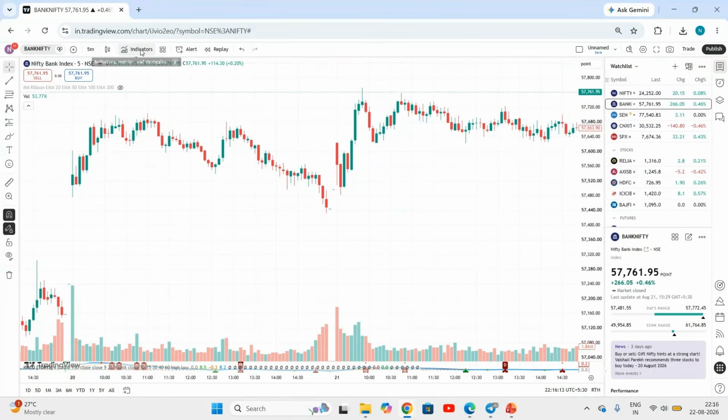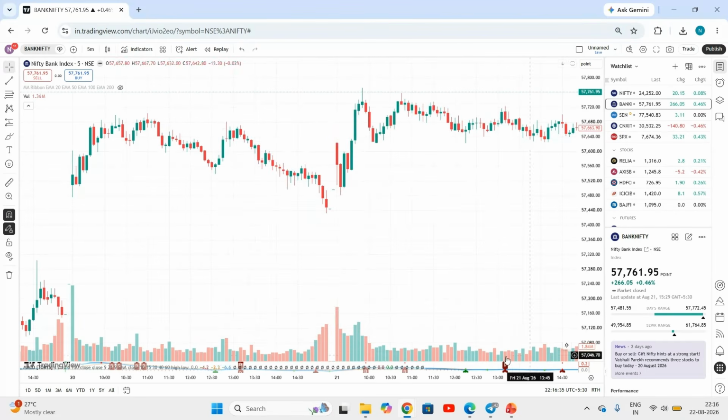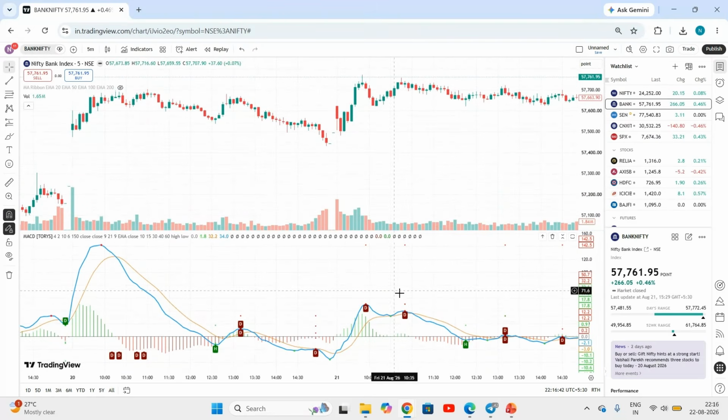First, we'll go to the indicators, and I'm going to select MACD. MACD is the moving average convergence divergence. In this one, you can see a lot of strategies, and I want you to pick the MACD divergence indicator of Taurus. You have seen this one, so take this one as the indicator. So I've taken this one. I hope you are able to see this one. MACD divergence indicator I put.